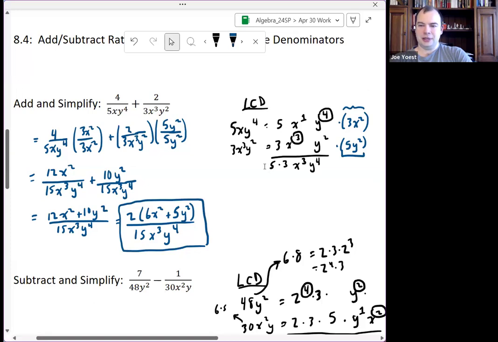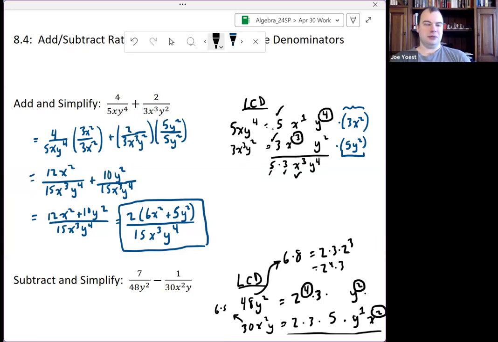And then to get our LCD, we need a factor of 5 to satisfy this one. We need a factor of 3. We need some factors of x. How many? We take the highest power of x that we see, the third power. So x cubed. And then same thing with y's. We need some y's. How many? We need 4 factors of y. So our LCD is 15x cubed y to the fourth, or 5 times 3 x cubed y to the fourth.